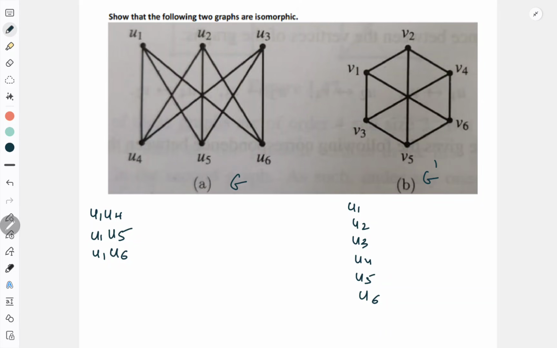Okay, now U1, U4. So if I say the U1 is mapped to V1, okay, so I can say that here I should place V1, V1 and V1. Correct? Now, here V1 is forming edge with which vertex? It can be V1, V2, it can be V1, V3 or it can be V1, V6. So there are 3 edges from V1. Same way here there are 3 edges. So this is good for us. There are chances it will be isomorphic.